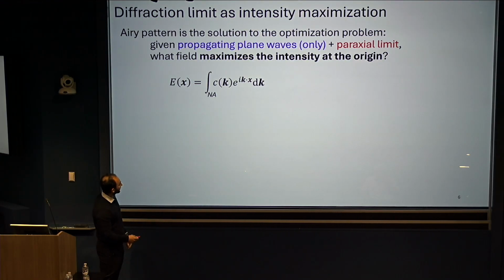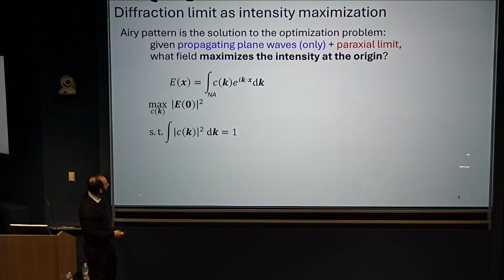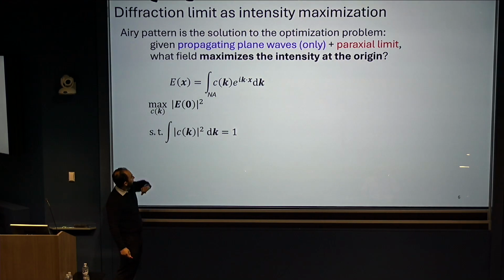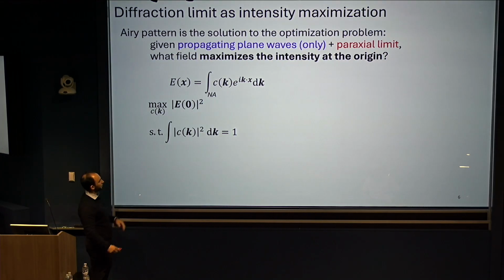It's very simple to see this using the tools I just described. If we write the electric field as a superposition of some coefficients of wave number k against plane waves, then what you want to do is maximize the squared field at the origin such that the total energy in the plane waves might be 1.